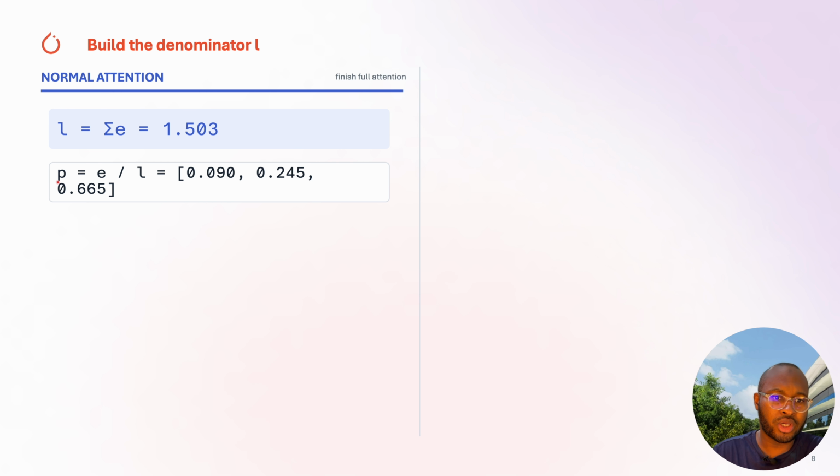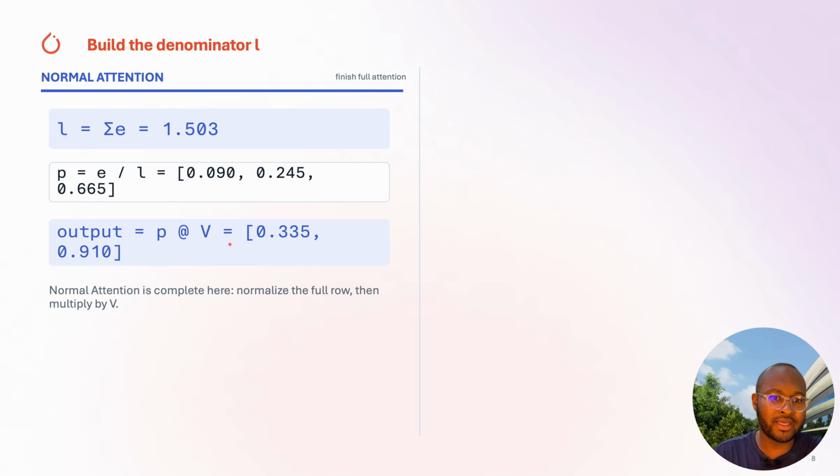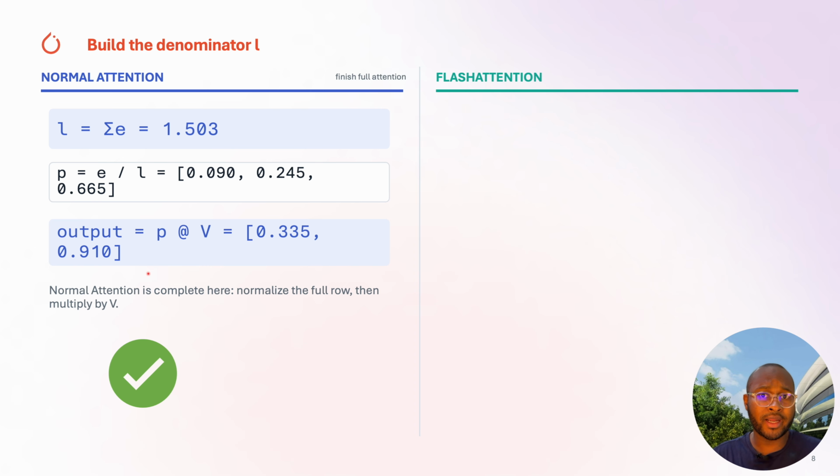For normal attention, we know that for the denominator we perform a summation. This is essentially the repetition of the softmax. When we do that, we get this. So these are the exponentials divided by the summation of the exponentials. We get these probabilities, then we multiply by the V tensor, and we essentially get the final output. So normal attention is done.